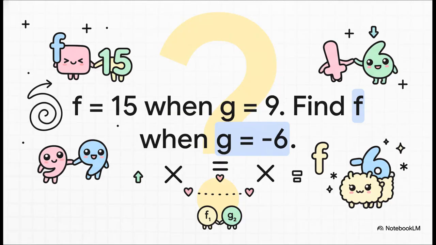All right, time to test your understanding of this whole inverse relationship thing. Given that F is 15 when G is 9, what's F when G is -6? Just remember the logic. The product of the first pair equals the product of the second. You got this.